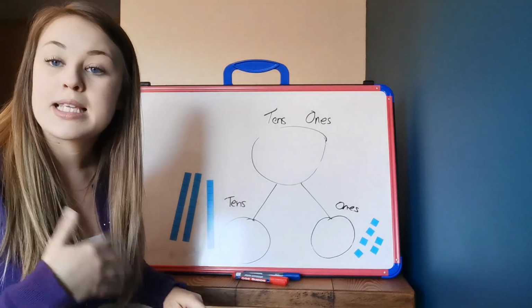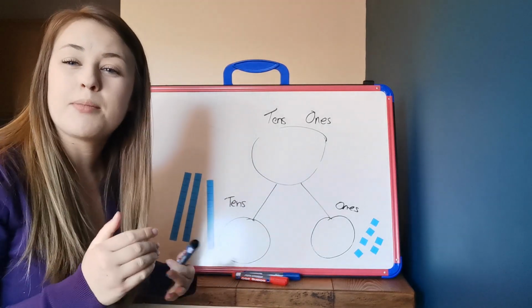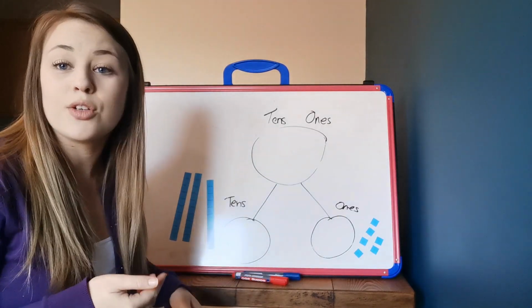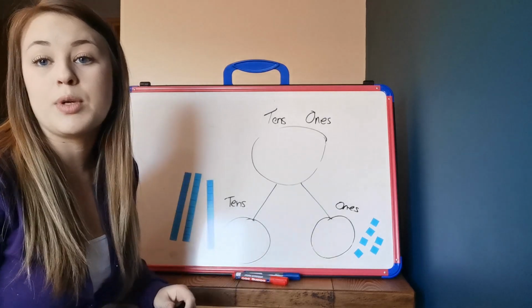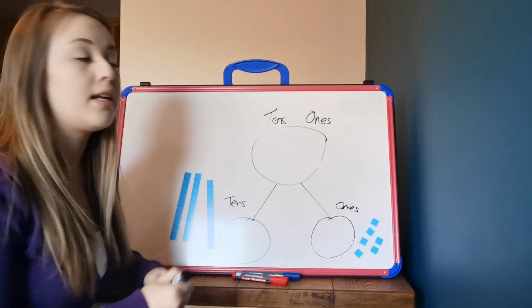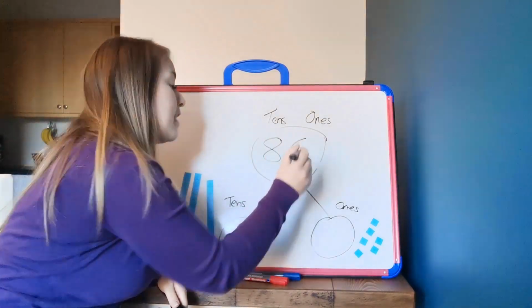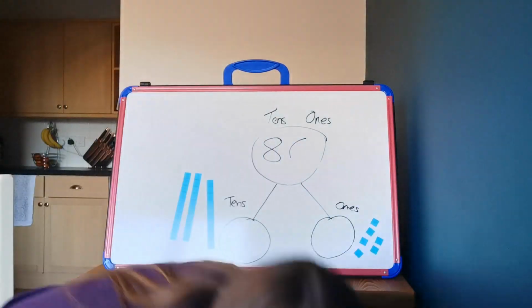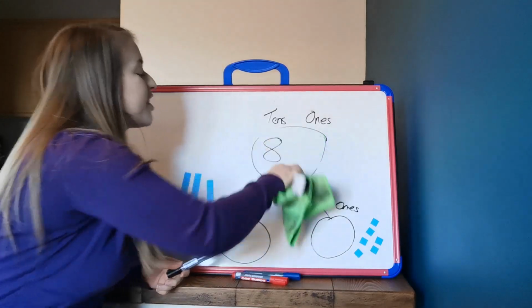So now if I was to make this into bigger numbers, that would be something I would expect them to do towards the end of year one. Now these numbers, we're looking at bigger numbers, over 50 towards 100. So I might be looking at numbers such as 80. Oh, we did 6 last time. Let's go for 83.